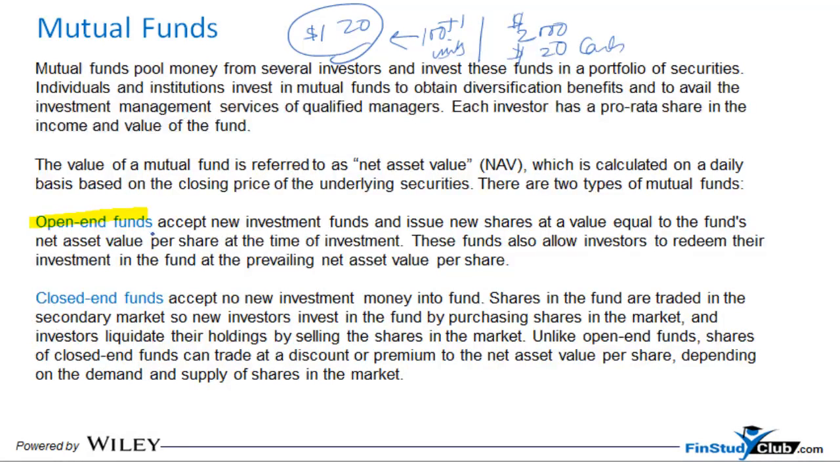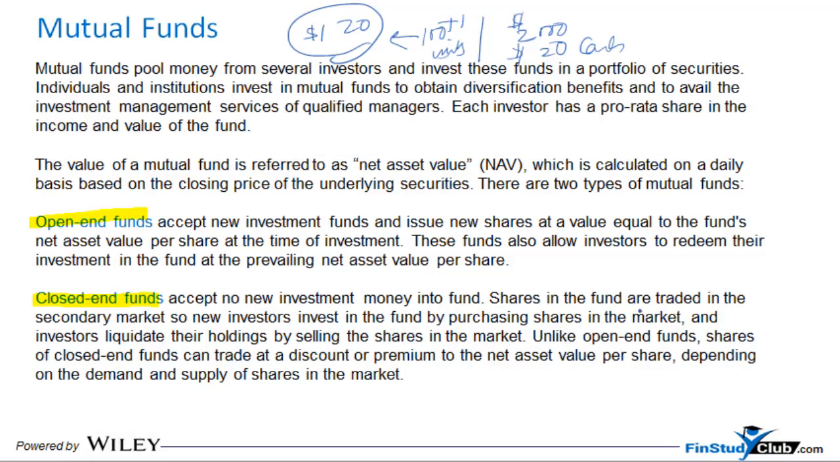Now, unlike an open-end fund, a closed-ended fund or closed-end funds accept no new investment money into the fund. So if I were to go back to my example, 100 units was what was issued to begin with, and the outstanding number of units continue to stay at 100 units. So if somebody were to sell off their units, they need to sell it on the exchange, they need to sell it in the open market. There's no scope of redeeming it with the mutual fund house.